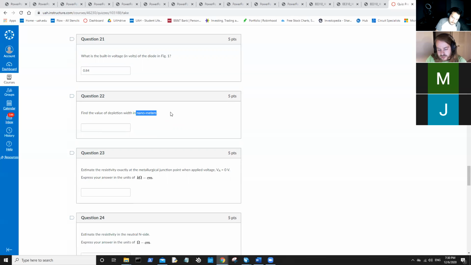So WDP is equal to, everything for WDP is under the square root, the square root of 2 times ESI, which has a numerical value I'll tell later, over Q, times VBI, times 1 over NA plus 1 over ND. And that's the whole equation here.